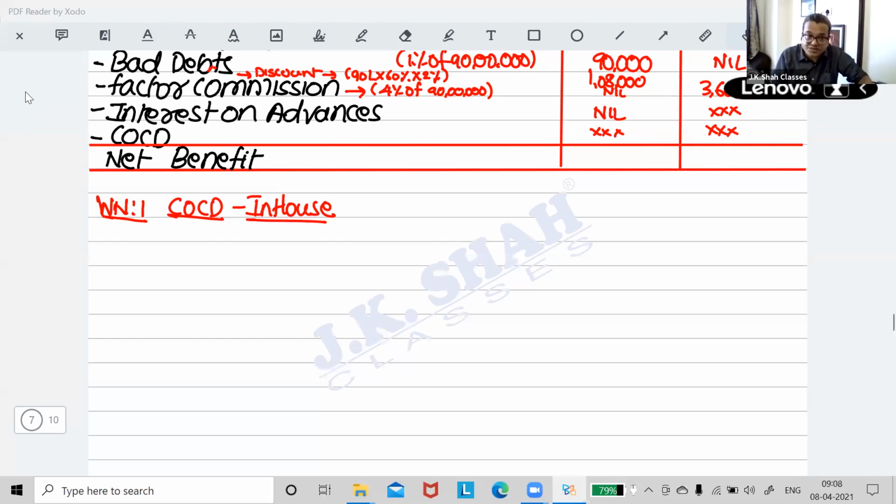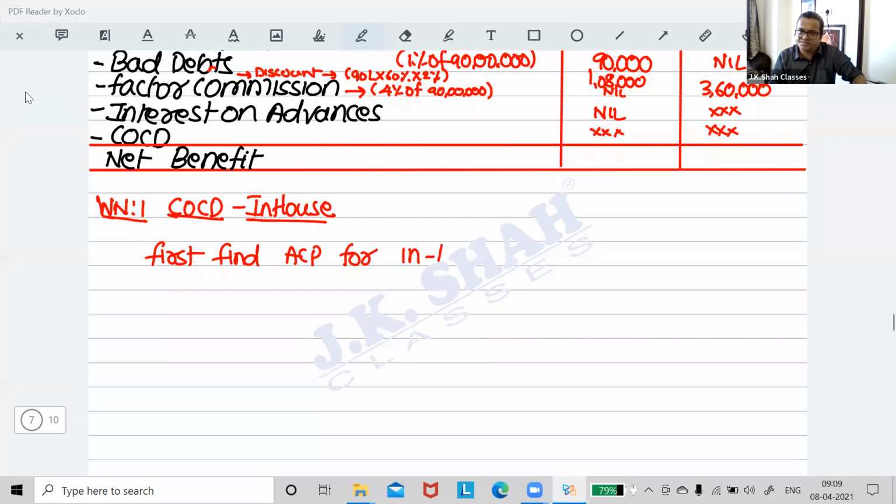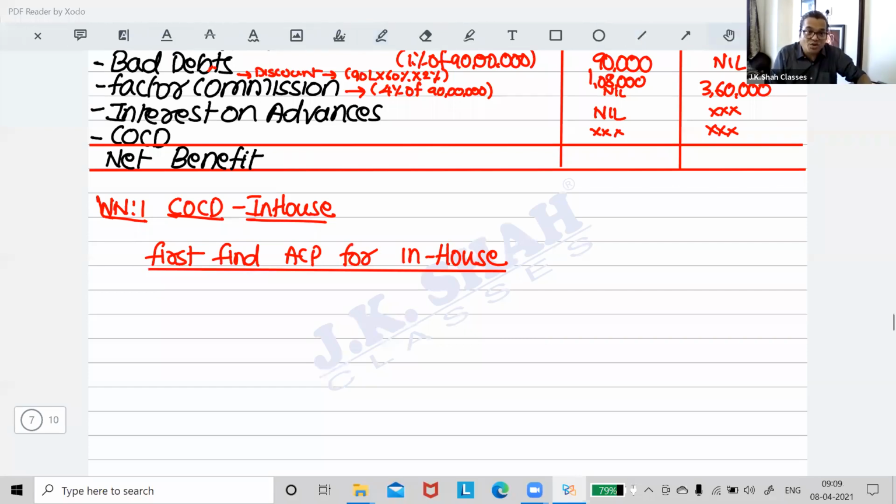So as we discussed, first we need to find the average collection period for in-house right now, because that is missing. The average collection period for the in-house is missing. So first is to find that one. You know how I have taught you. I will simply follow the same thing. We will have two types of debtors.